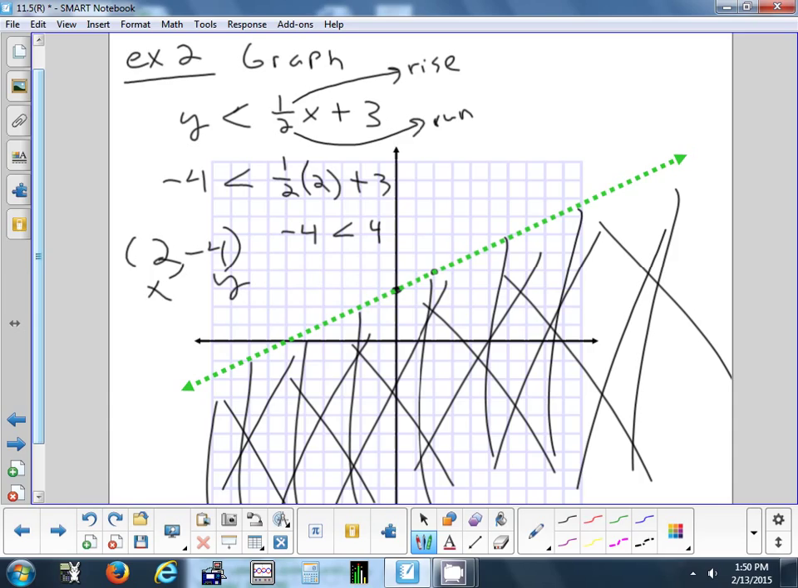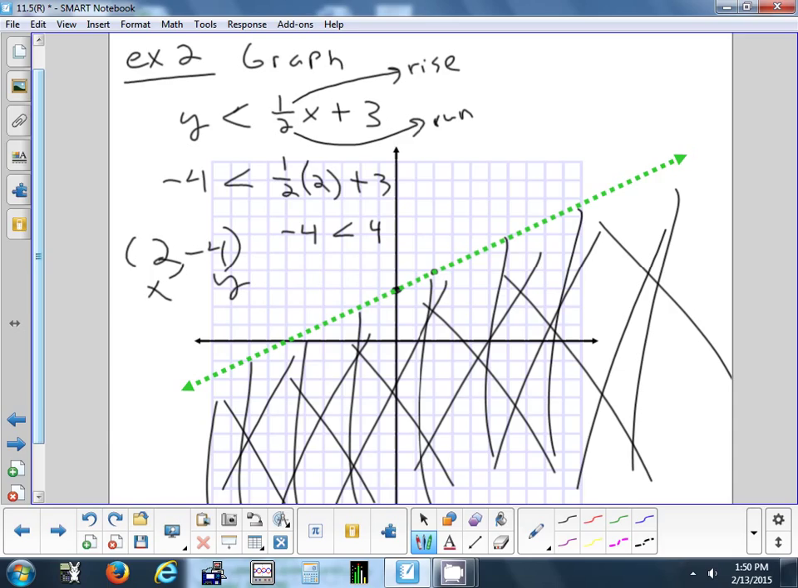What happens if you pick a point up here? No. What does no mean? It's greater than. Yeah, it would be greater than. So would it work? No, it wouldn't work. All the solutions to this problem are below the line. Okay, because we had less than.